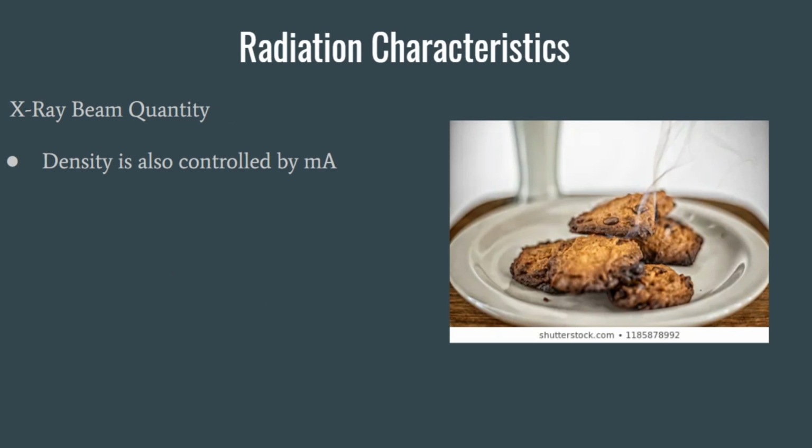Our density is also controlled by MA. So here we go, we're increasing things again. If we increase our MA, we're going to have more electrons, so more temperature. We're increasing our temperature, back to our cookies. We have more electrons, which means we're going to have more power, which is going to give us that burnt cookie if we don't adjust something else. So an increase in MA is going to increase our density, or give us that darker image.